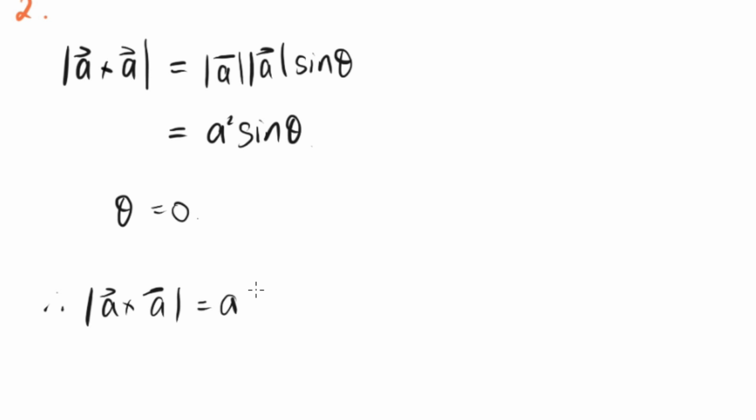And so this extends to any two vectors that are in the same direction. Even if the vectors themselves are not identical, if the direction of the vectors is the same, then the cross product will always be 0.